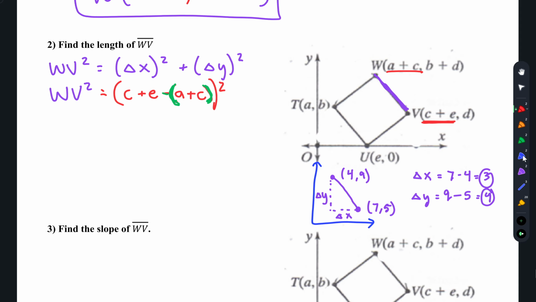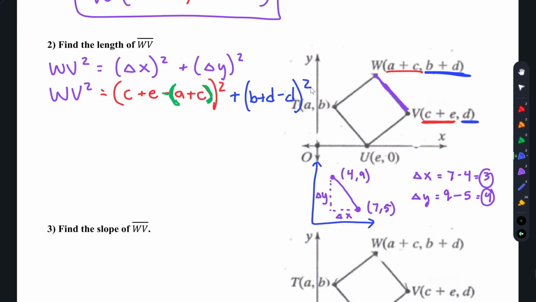Then I'm going to do change in the y's, so plus the change in the y squared. Now I'm going to start at the top because that's where my biggest y value is and subtract the y value on bottom. So this is b plus d minus d squared. And that's my formula, that's plugged in. That's my Pythagorean theorem. From here, all I got to do is simplify.